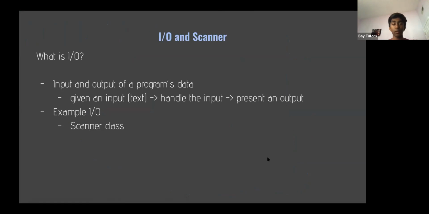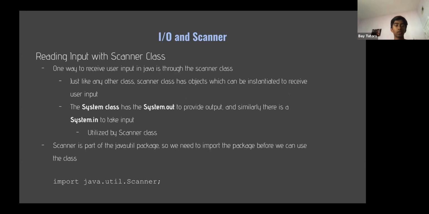So what is I/O? I/O stands for input and output, and it's basically the input and output of a program's data. When you give it an input, sort of in the form of text or another data type, then the program will handle the input, and then it'll present an output. So that's what I/O is in Java. An example of I/O is the Scanner class. The Scanner class is one way to receive user input and also present corresponding output.